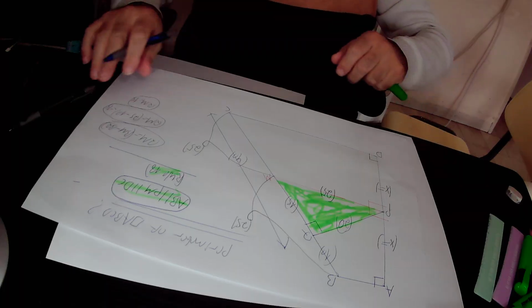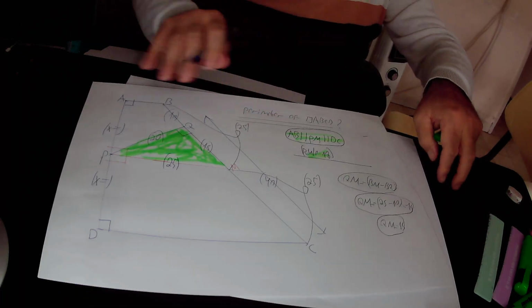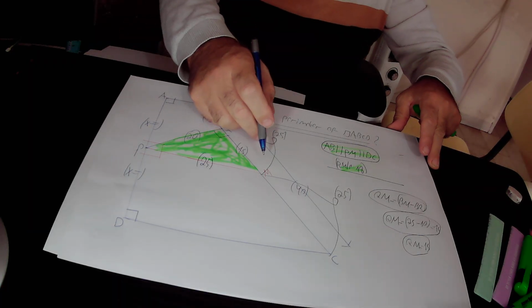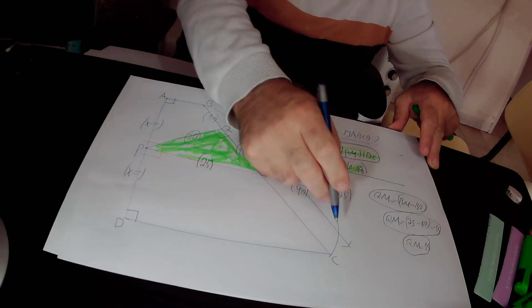In the next step, we will do another construction, that is to say, from this point M, we will draw a perpendicular on DC. Again, from point M, we will draw a perpendicular on DC.